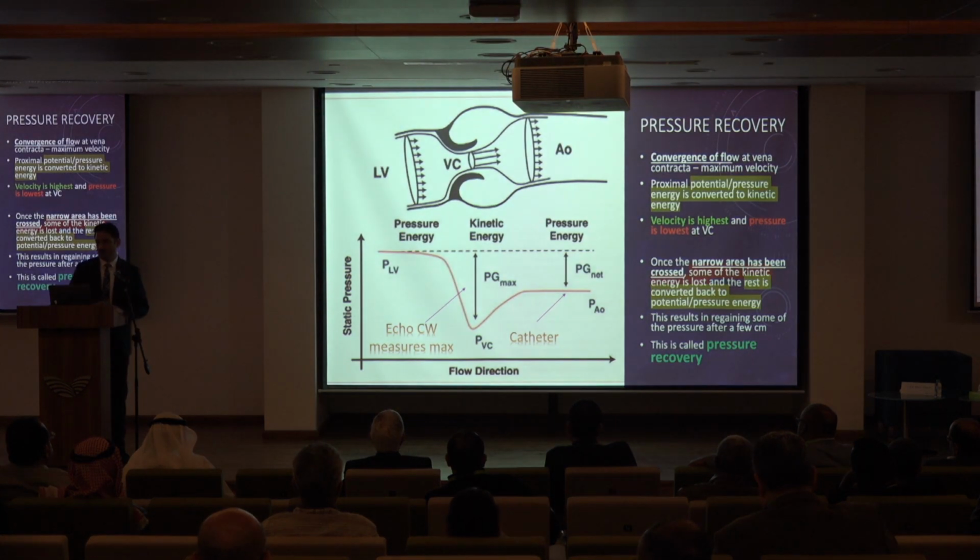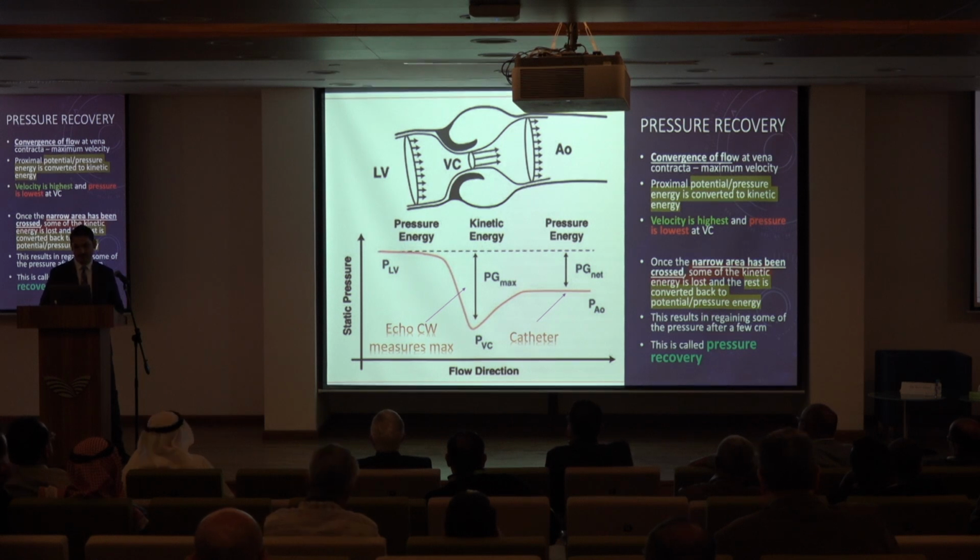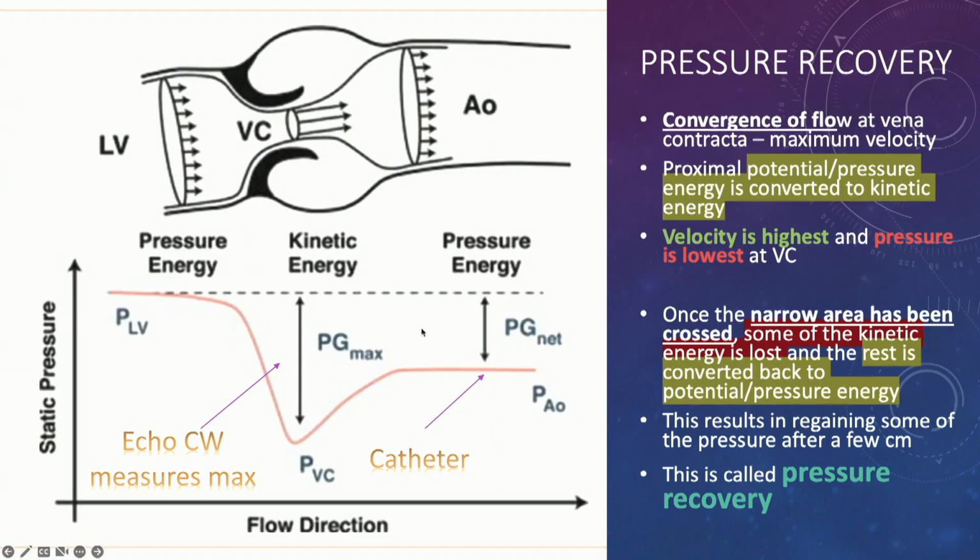Now let's talk about pressure recovery. In the LVOT, we have something called pressure energy. As it goes through the vena contracta, it's converted into kinetic energy. So the potential or pressure energy that we have initially is decreased. It's really low at the vena contracta. And after it crosses the vena contracta and goes into the ascending aorta, some of the pressure energy is recovered, but not all of it.